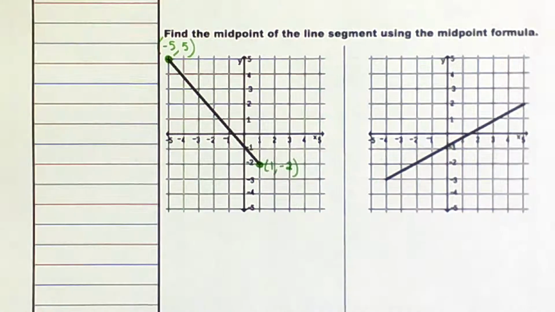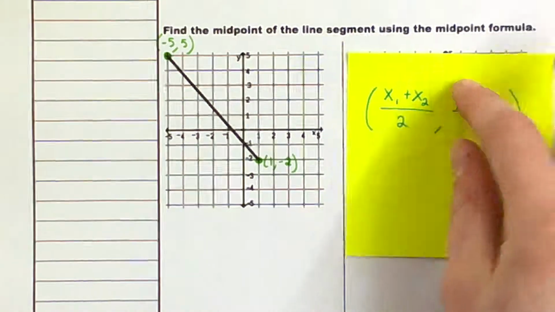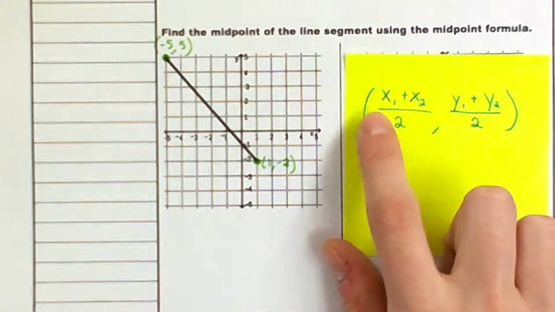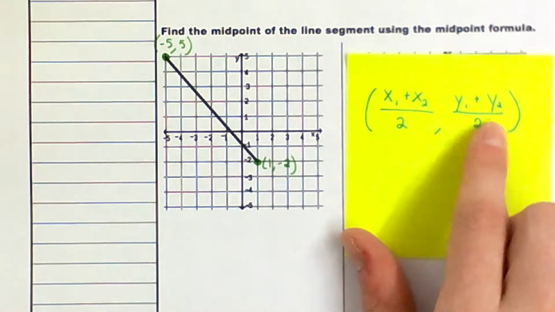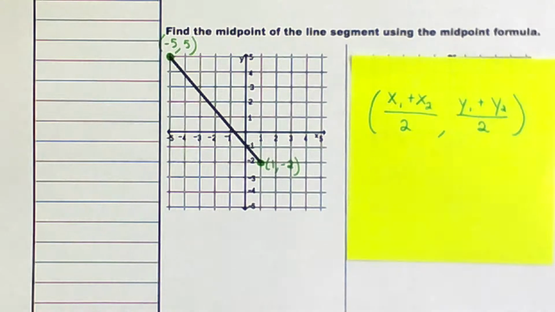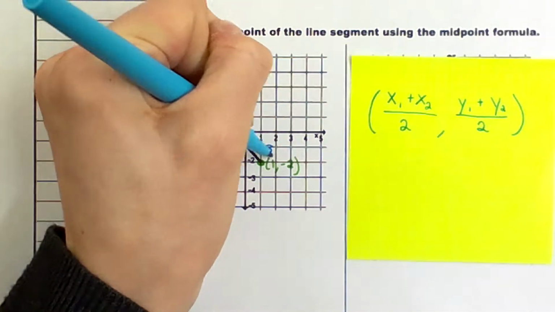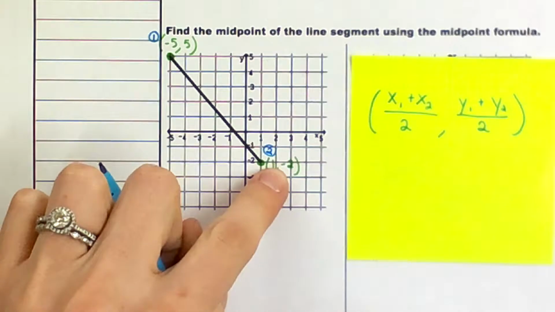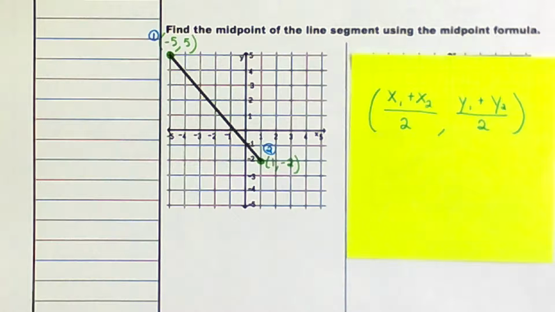In order to be able to use that equation, with x1 and x2, y1 and y2, we have to label our points. Which one's going to be point 1 and which one's going to be point 2. So just pick one of them to be 1 and pick one of them to be 2 so we can plug them in to the right place.